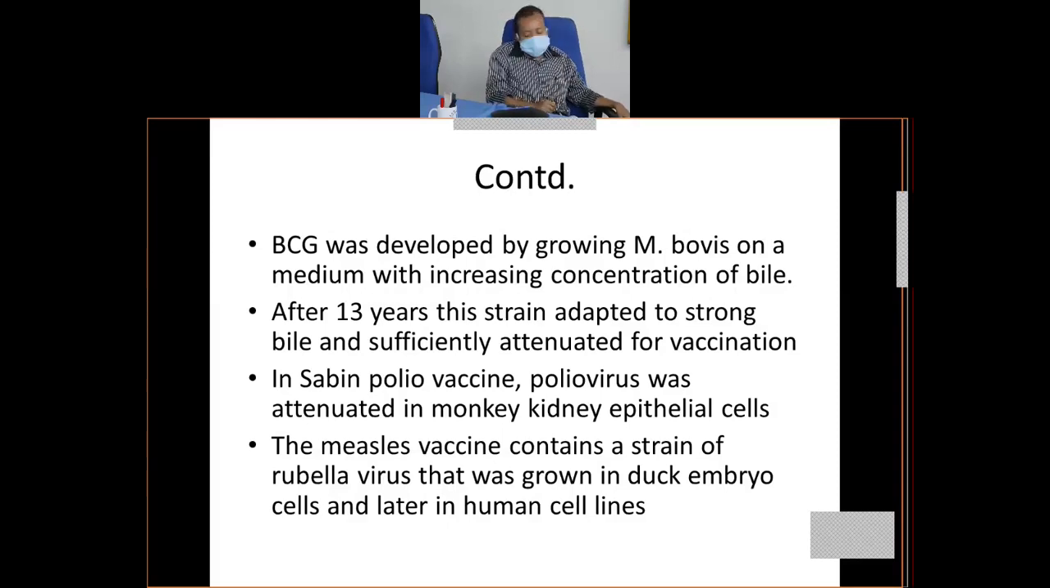Similarly, the Sabin polio vaccine, which we normally call the oral polio vaccine. You know that OPV, or oral polio vaccine, is nothing but the Sabin polio vaccine. It is grown in monkey kidney epithelial cells. Similarly, the rubella virus is grown in duck embryo cells, and later on in human cell lines. So these pathogens are grown in adverse conditions. That's why they have retained the antigenicity, but they have lost the pathogenicity. That means they cannot cause the disease.